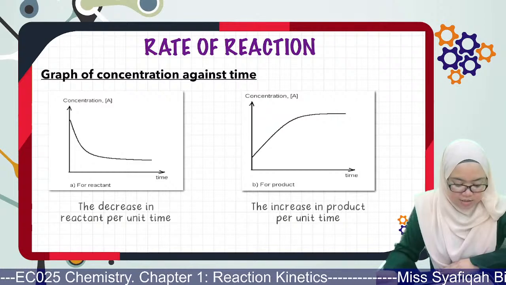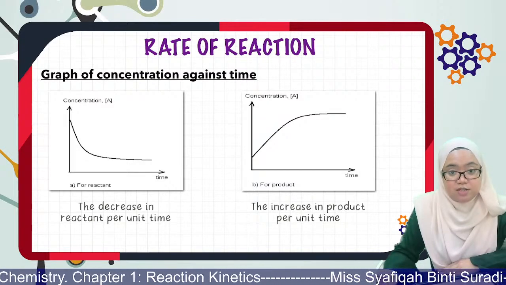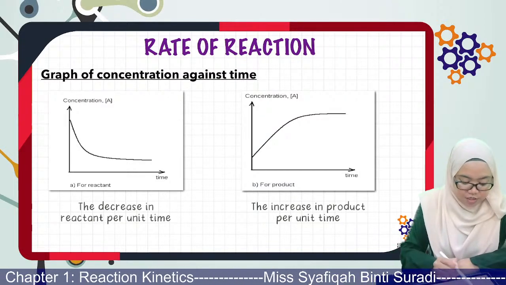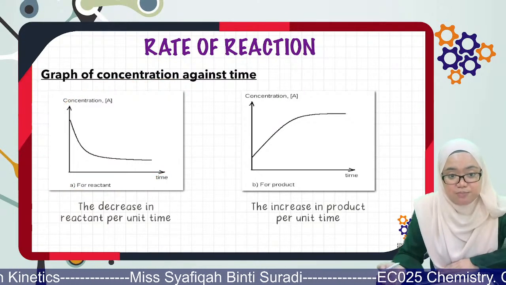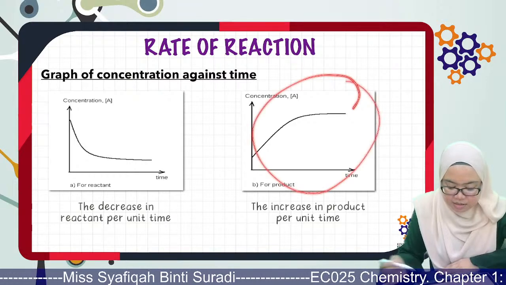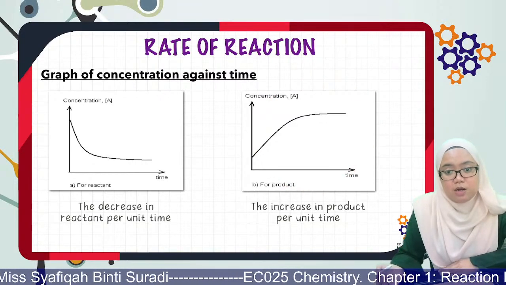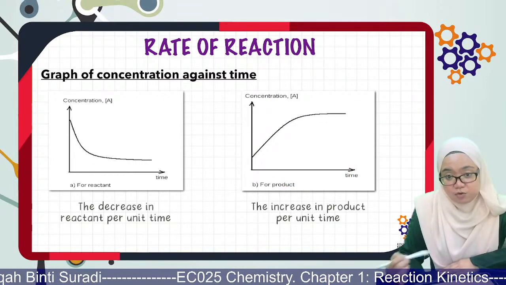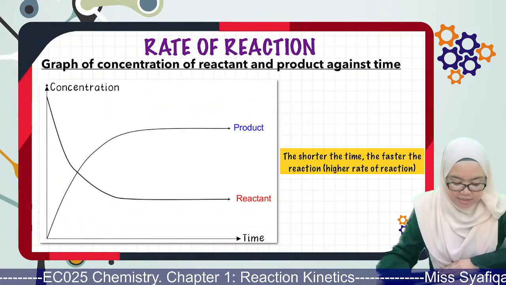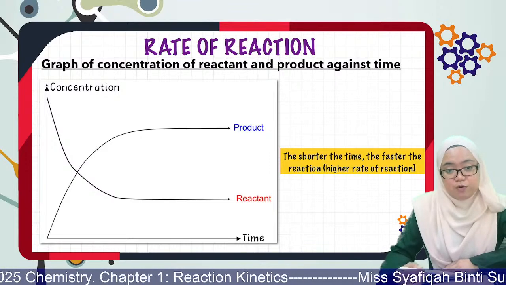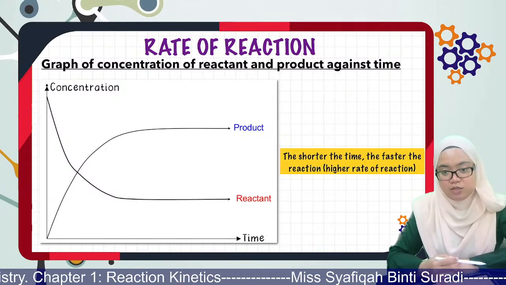Okay, so this is the example for the graph of concentration against time. This one is the graph for the reactant. It shows that the reactant decreases per unit time, and this is the graph for the product, which shows that the product increases over a period of time. And then this is the mix of both the graphs that I showed just now.